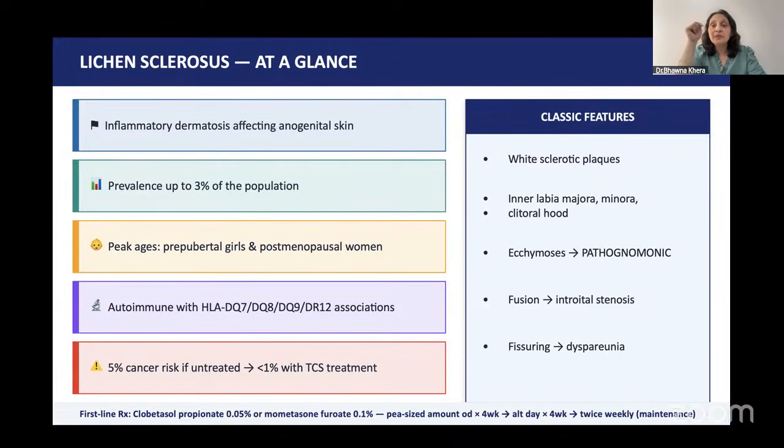But remember, ecchymosis is also an important, pathognomonic feature of this. So it is not only about the atrophic white patches, but it can be red as well as white, because a lot of pictures are coming in the exam at this moment for Part 1 and Part 2 students.